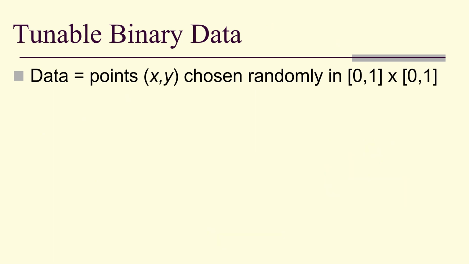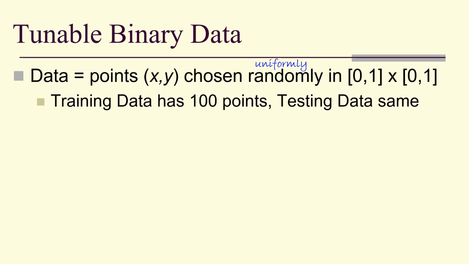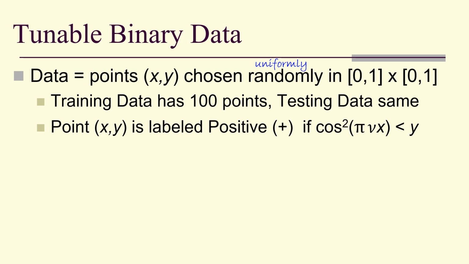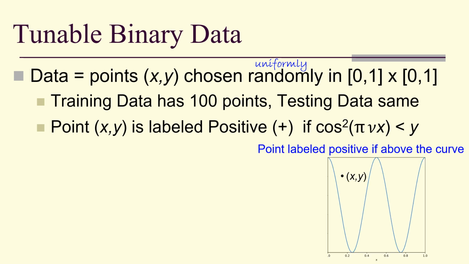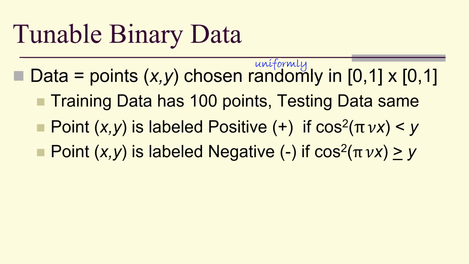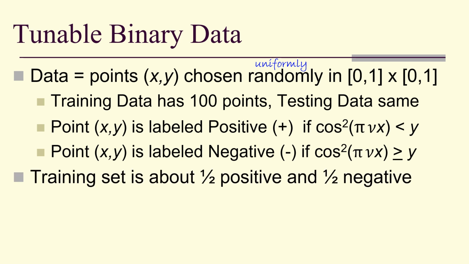So the data is going to be points chosen randomly in the unit square, and these are chosen uniformly randomly. Training data is going to have 100 points. The testing data also 100 points. A point xy is labeled positive if cosine squared of pi nu x is less than the y-coordinate. So if it's above the curve, its y-coordinate is bigger than the curve value cosine squared pi nu x. A point is labeled negative if it's below the curve.